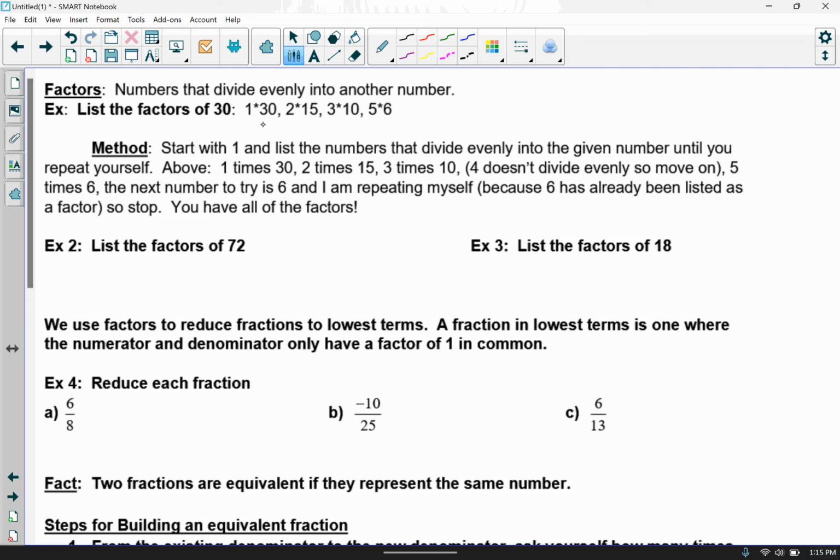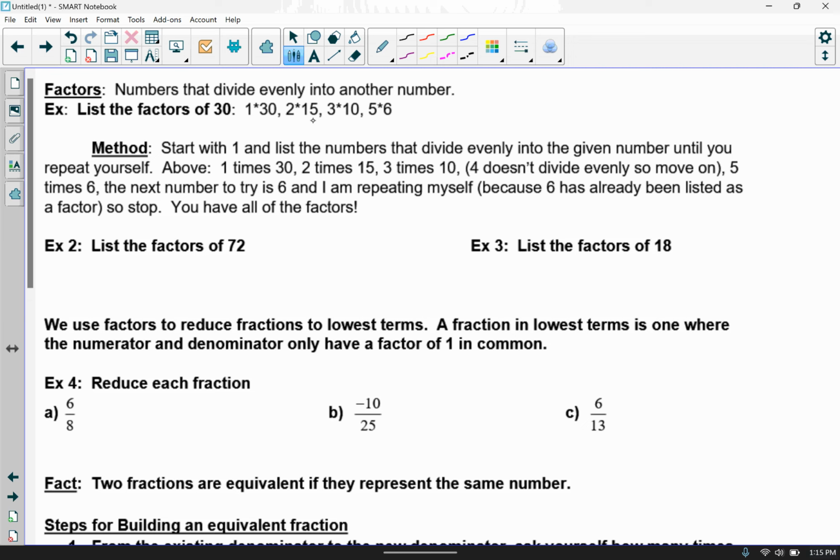So we know 1 goes into any number. So 1 times 30, that's 30, okay? Then the next number after 1 is 2. Well, 2 divides evenly into 30. 2 times 15 will give me 30. Okay, so then I move to the next number on my list, which is 3. 3 goes into 30. 3 times 10. So all of these are now factors of 30. All of these numbers here now divide evenly into 30.